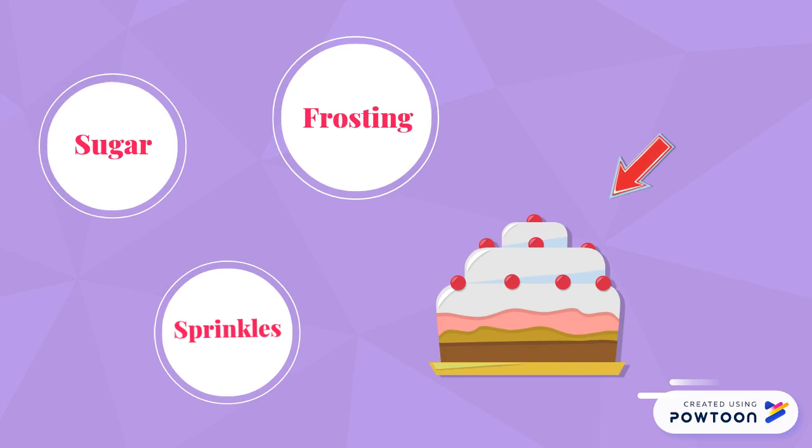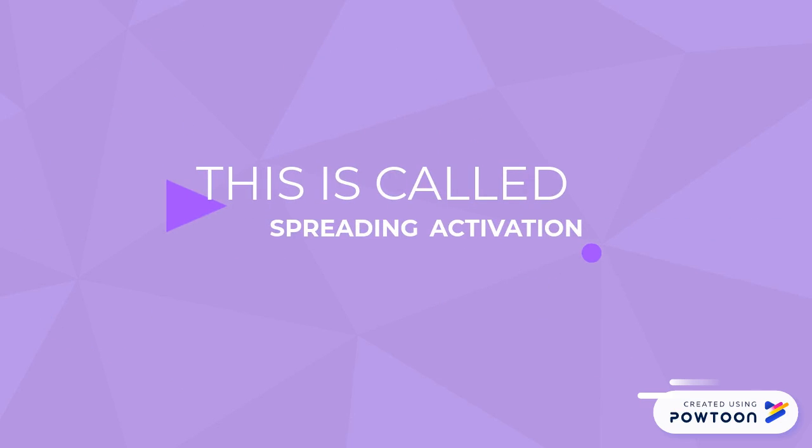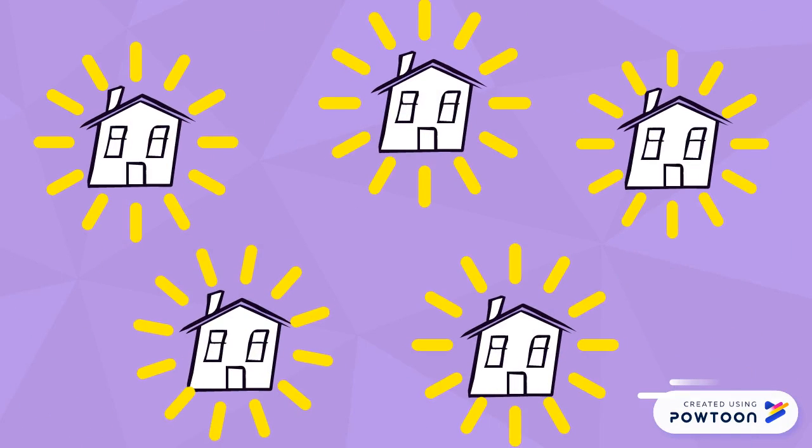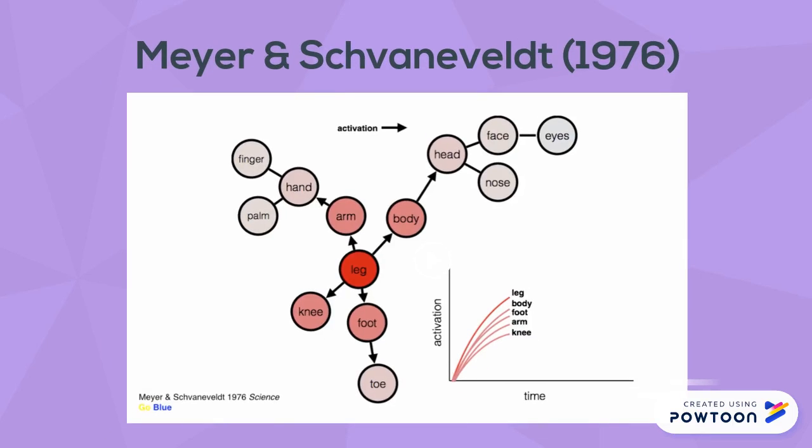When we go to activate one word, the neighbors get activated too. This is called spreading activation. This goes hand in hand with semantic priming, which is when the spreading activation has reached the whole neighborhood. This was discovered by Meyer and Schvaneveldt in 1976 here at U of M.